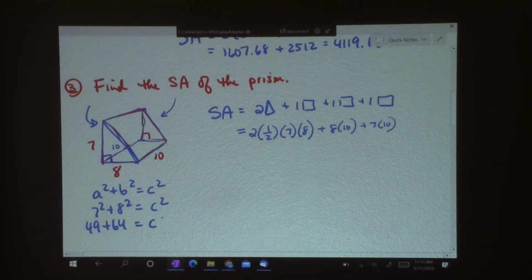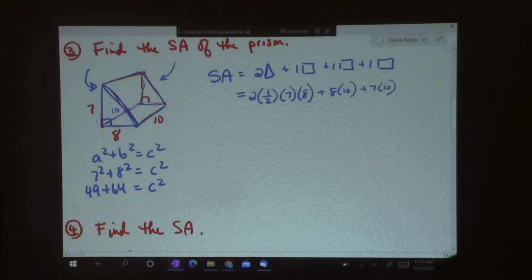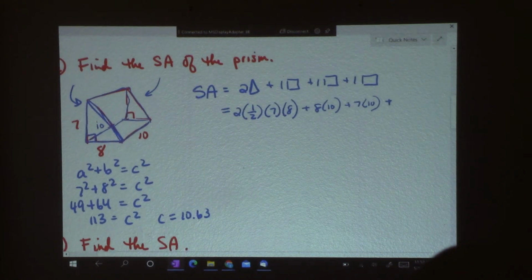49 plus 64. And if I add those together, I get 113. So c is 10.63. All right, so now I know that. So then my last rectangle will be 10 times this here. This 10 refers to the bottom over there. So that's 10 times my hypotenuse, which is 10.63.